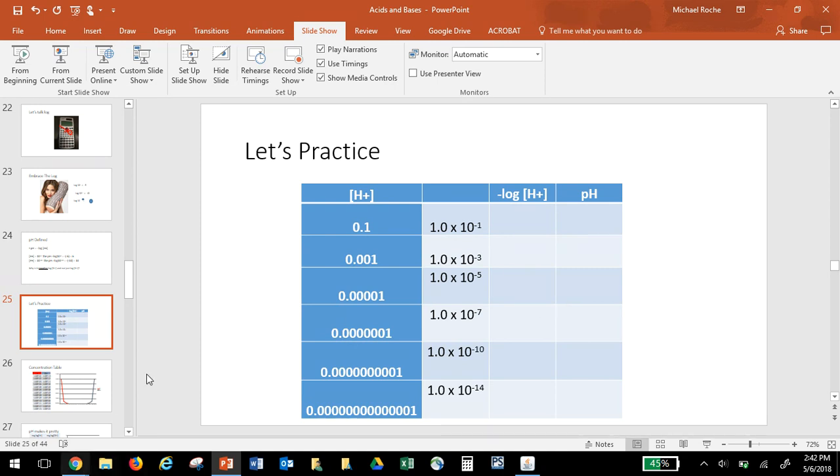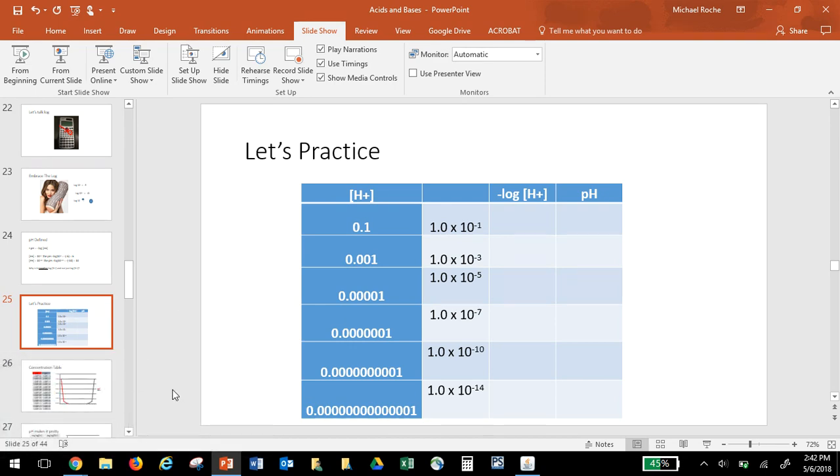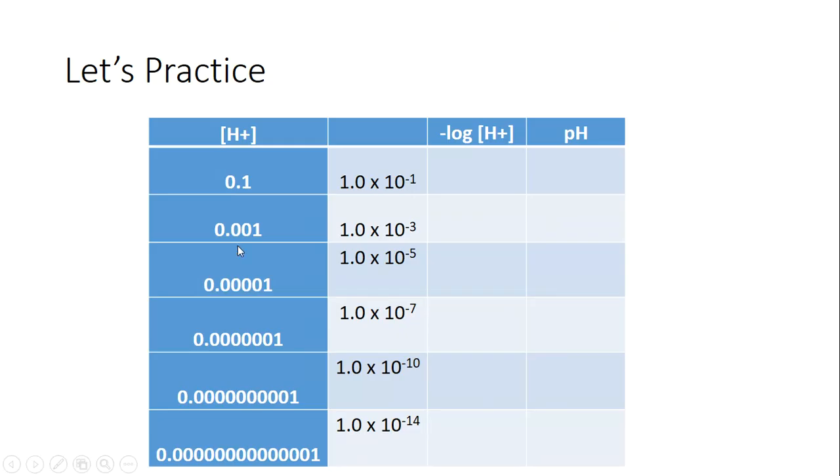So if we're practicing here, which I don't have my pen because I'm a knucklehead, but if we're practicing here real quick, let's do it in red. 1 times 10 to the minus 1. The log of this is what do you raise 10 to to get this number? And the answer would be minus 1. And so log of H plus would be minus 1. And if we negate that, we have plus 1. And therefore, the pH would be plus 1.